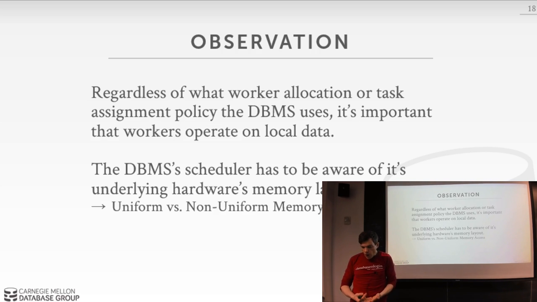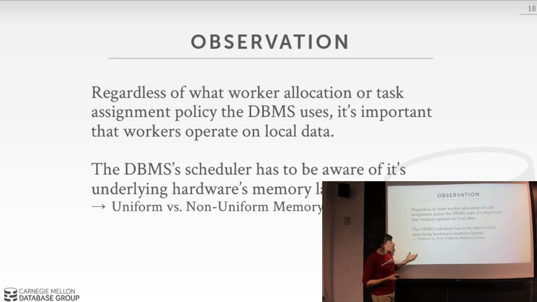Now, regardless of how we decide where the workers are going to run, and how they're going to get the actual task they want to execute, as I said in the last slide, we want to make sure that our workers are always operating on local data. That means that the scheduling mechanism, however our workers are getting tasks, needs to be aware of the underlying layout of memory and how our database is stored across that memory, so that we always read data that's local to us, because that's much faster.